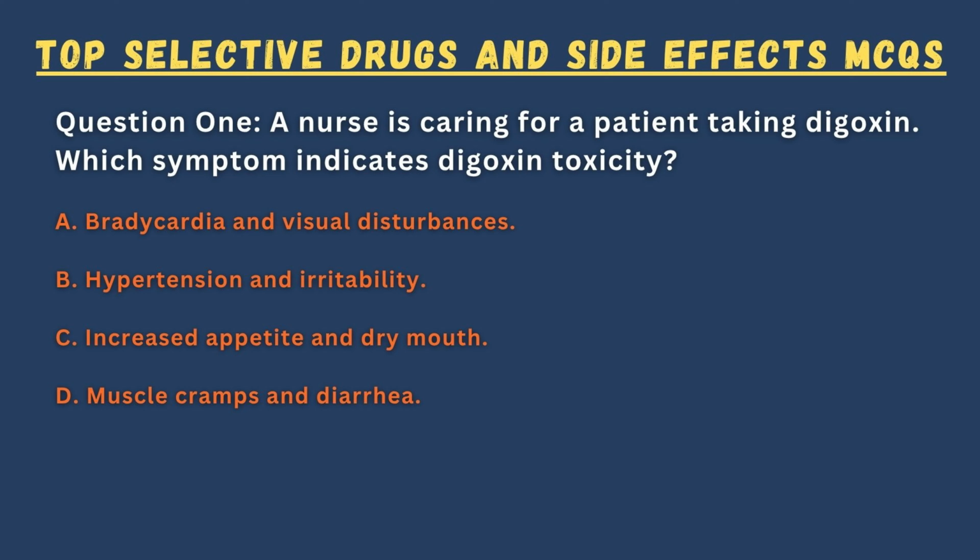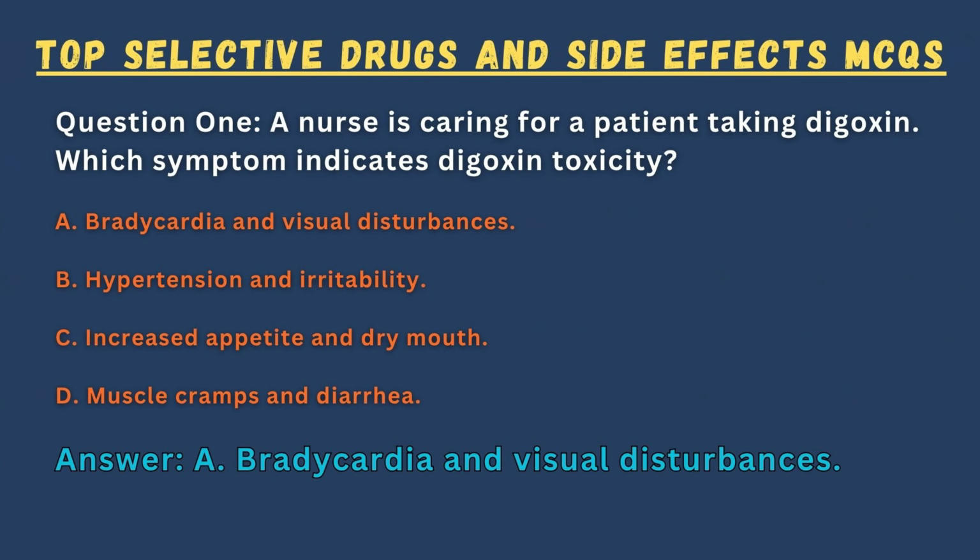Question 1. A nurse is caring for a patient taking digoxin. Which symptom indicates digoxin toxicity? A. Bradycardia and visual disturbances. B. Hypertension and irritability. C. Increased appetite and dry mouth. D. Muscle cramps and diarrhea. Answer. A. Bradycardia and visual disturbances.